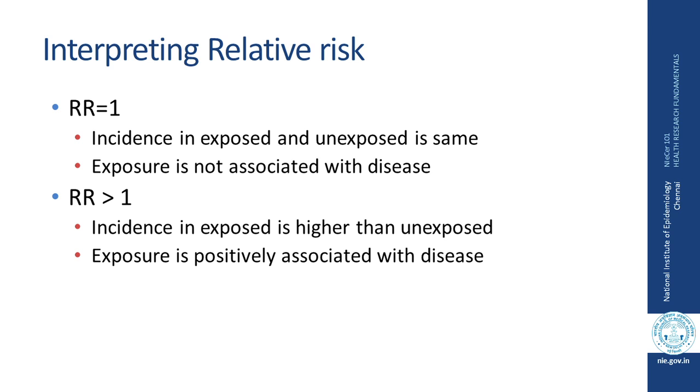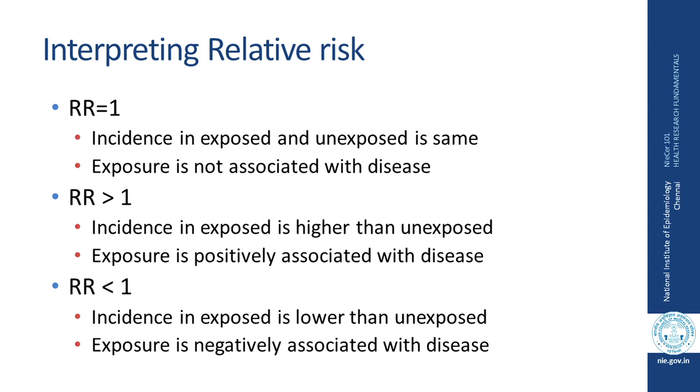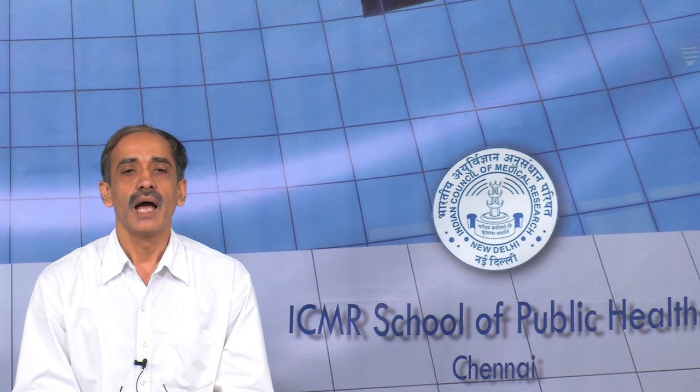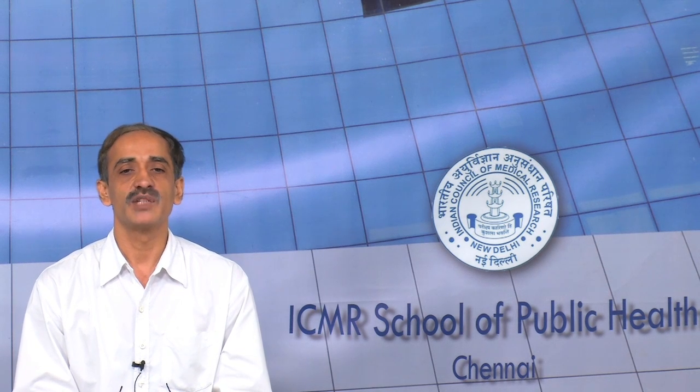Relative risk could be more than 1, which means that incidence of disease is higher in exposed population as compared to unexposed population, and we can interpret that the exposure is positively associated with the disease. Relative risk can also be less than 1, which means that incidence of disease in exposed population is lower than unexposed population, and here we can interpret that exposure is negatively associated with the disease.